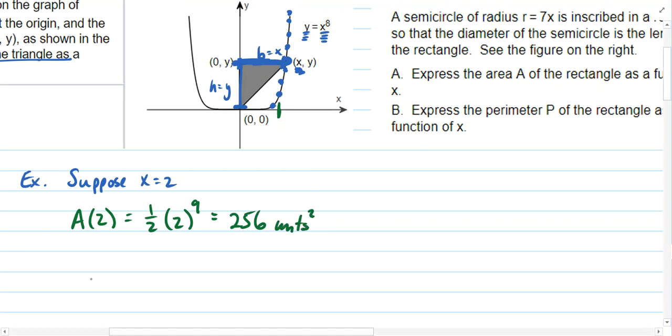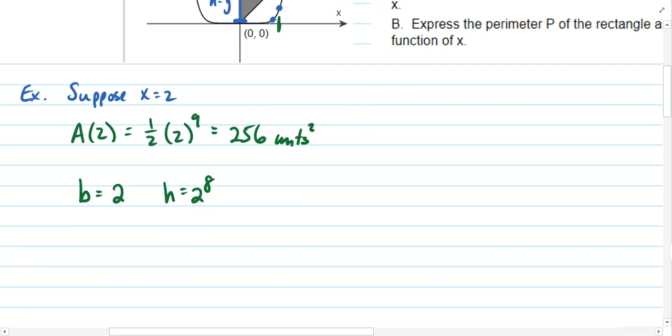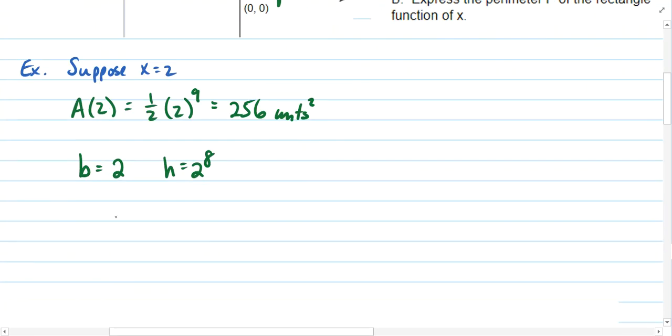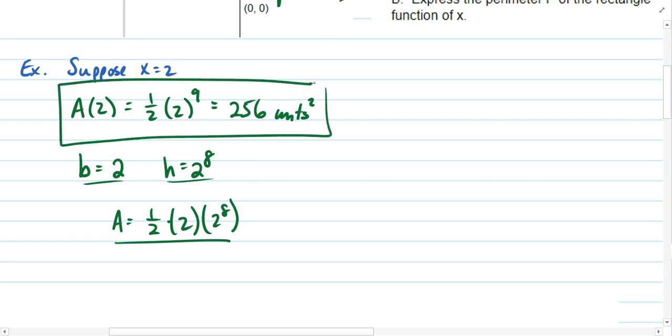The alternative, of course, would have been to find the base, which is 2, then the height, which is 2 to the 8th power, and then substitute into an area formula, 1/2 times 2 times whatever 2 to the 8th power is. And walking through these individual steps might be more time consuming than simply evaluating this function at the value of 2.